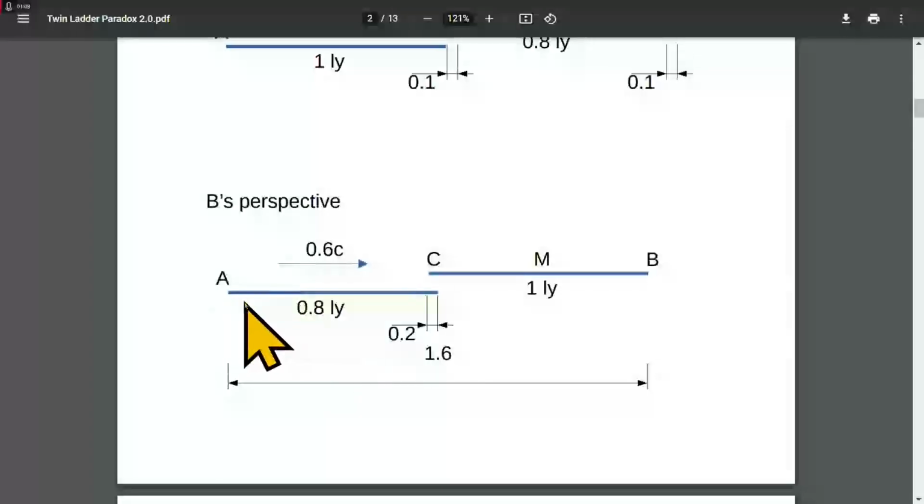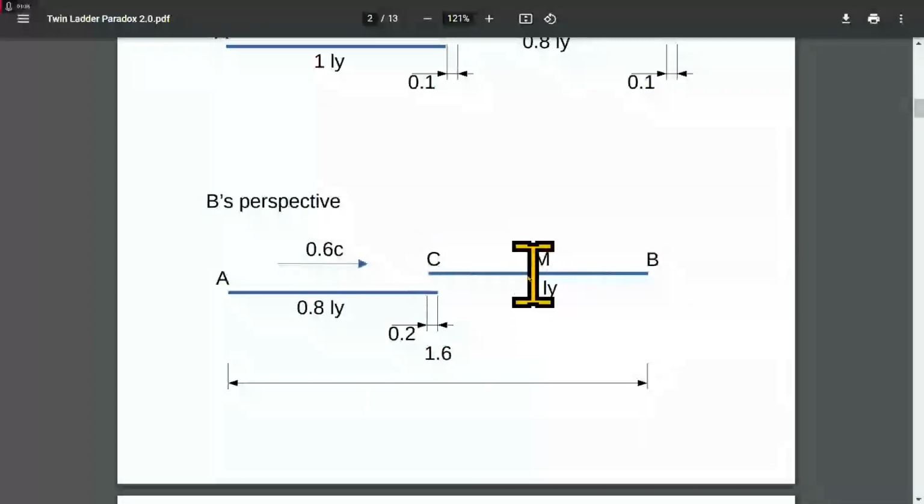Why is that? Because A has also contracted in length. Because again, B is moving, so B sees A as the one in motion. So A, which is 1 light year, contracted to 0.8 light years. And it's a very simple matter of subtraction: 1.6 light years, subtract 0.8, equals 0.8 light years. So the rightmost point of A is actually 0.8 light years away from B.